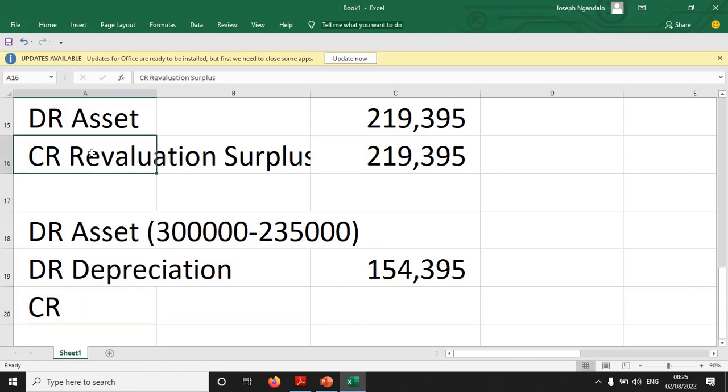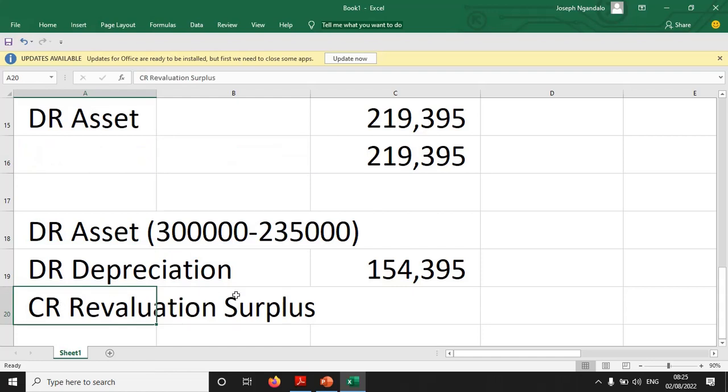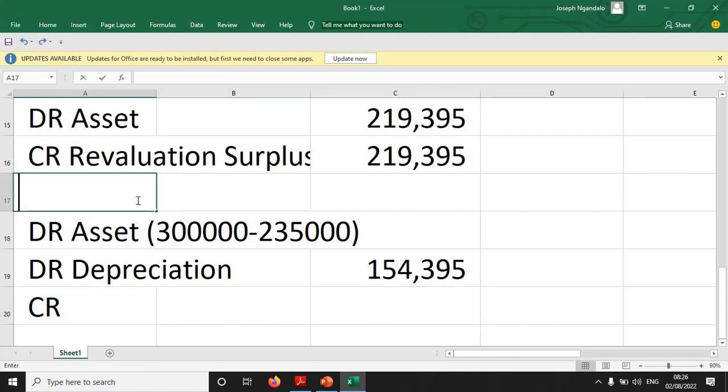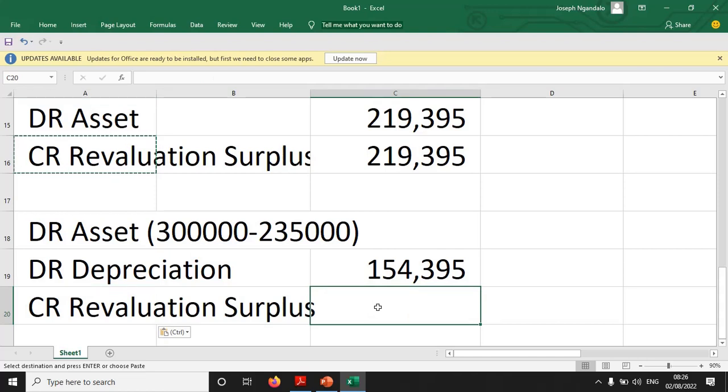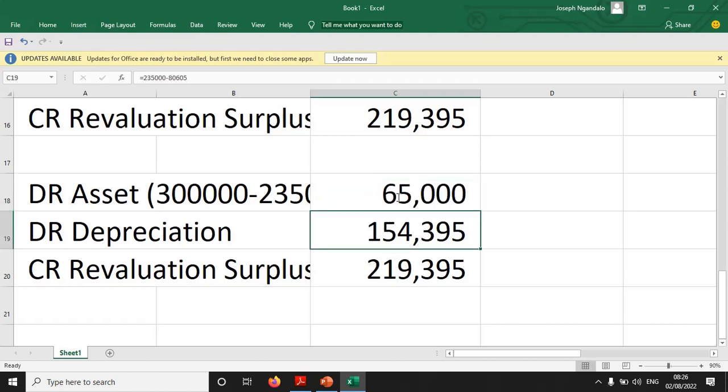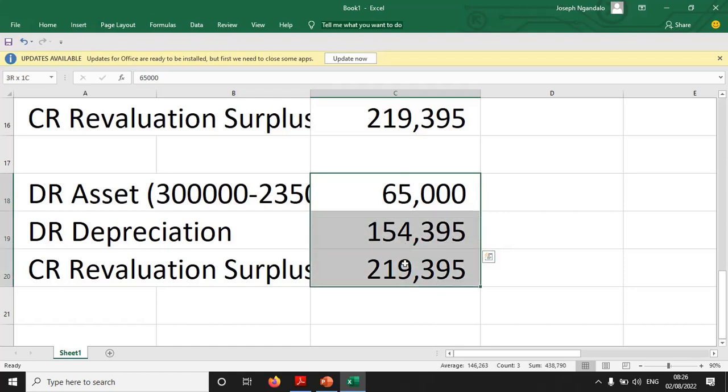So I'm just going to replicate this one so that you don't have to worry about anything. How much was our revaluation surplus? Let's just do this. It's supposed to be like this. Okay, so how much was the surplus? Can you see that number there? Now, I want you to find the difference between 300,000 and 235. What's the difference? 65 what? Now, I want you to confirm if we are balancing. Are we balancing? Yes.